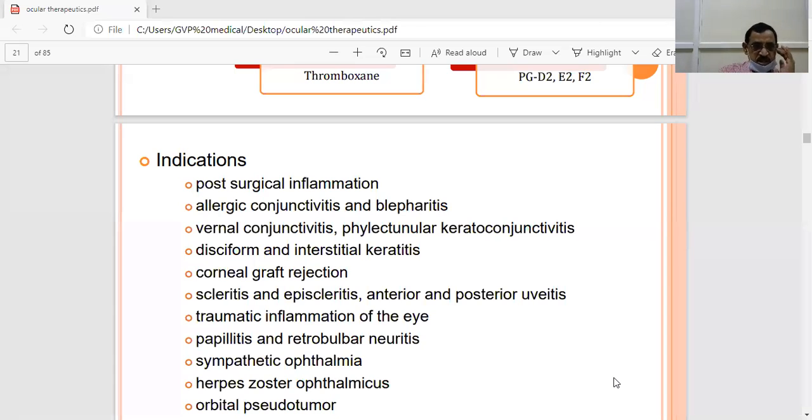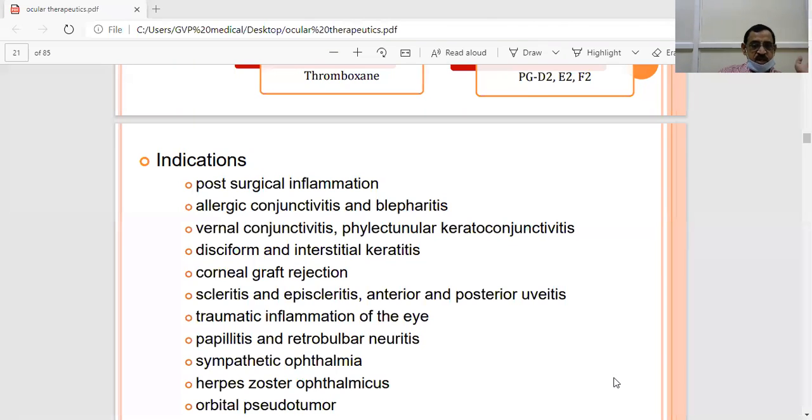Interstitial keratitis is another indication. If there is rejection of a corneal graft after keratoplasty, we use steroids. In scleritis and episcleritis, of whatever etiology, and anterior and posterior uveitis, whatever the etiology, we start them on local steroids, and sometimes systemic steroids or immunosuppressants. Then traumatic inflammation, where the eye is inflamed because of trauma, such as traumatic conjunctivitis, we can use steroids. In papillitis or retrobulbar neuritis, the drug of choice is always a steroid.